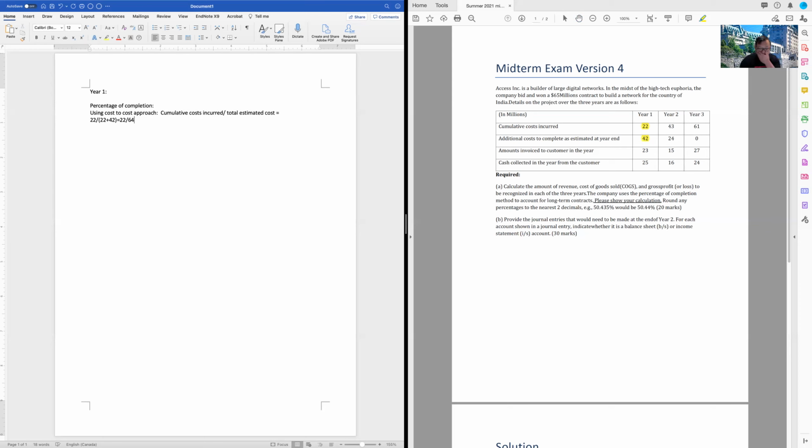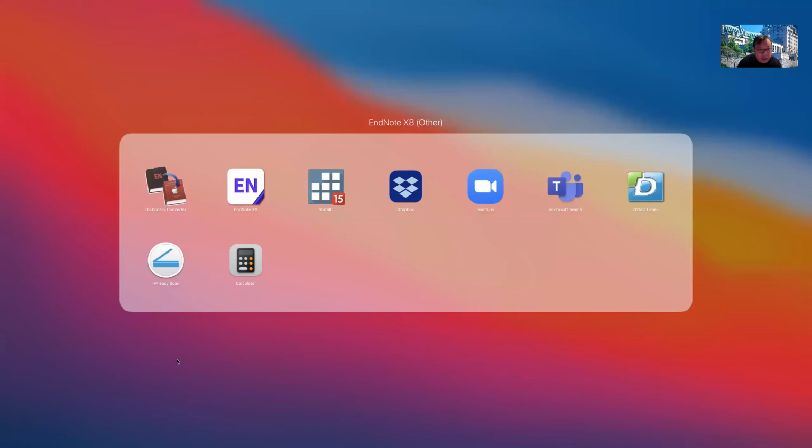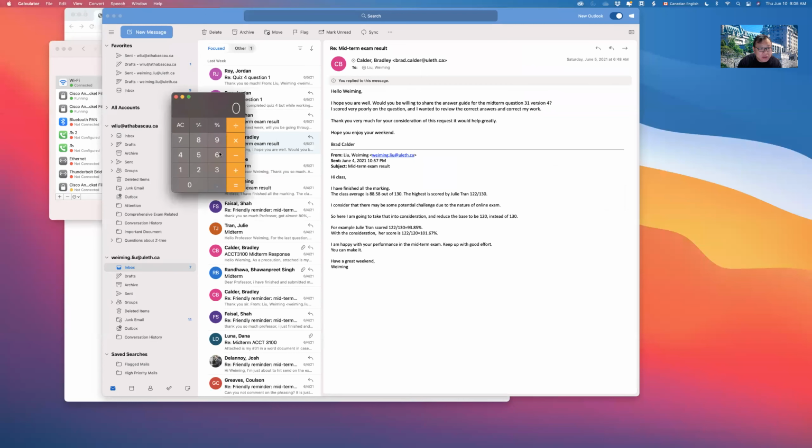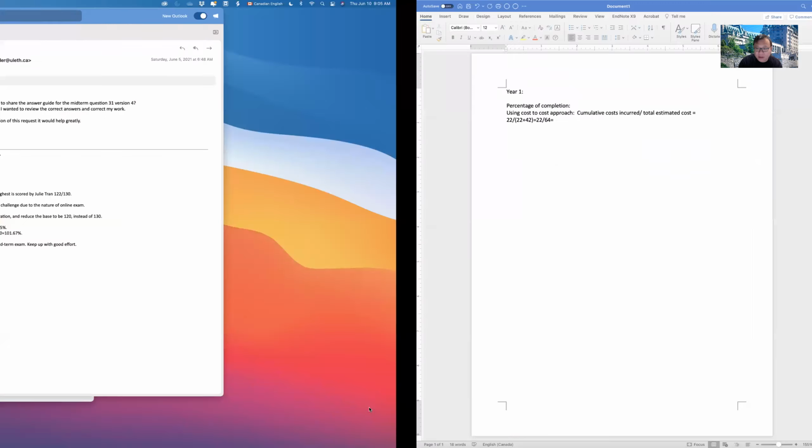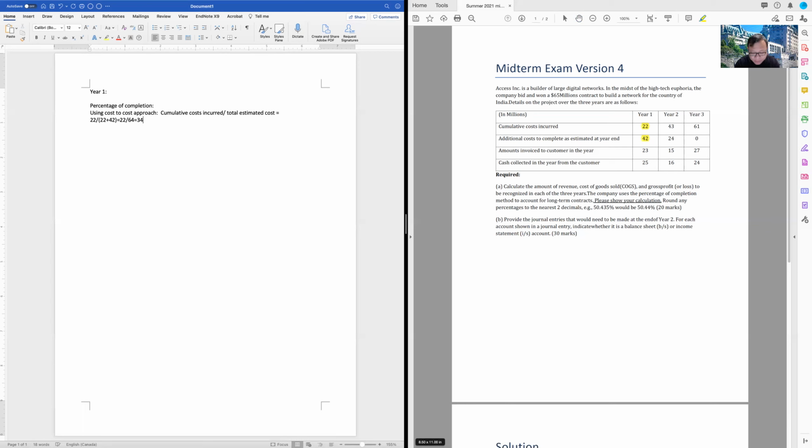That's the percentage of completion. I want to calculate what this percentage is, so I need to use a calculator. 22 divided by 64 equals 0.34375, which rounds to 0.3438 because we keep the closest 2 decimals. So that equals 34.38%.